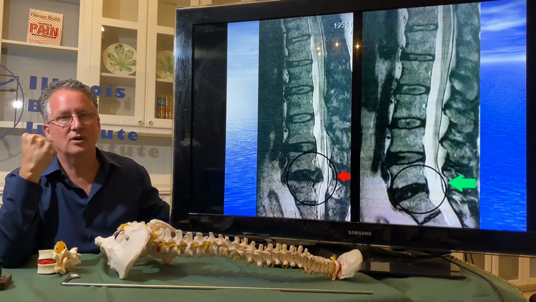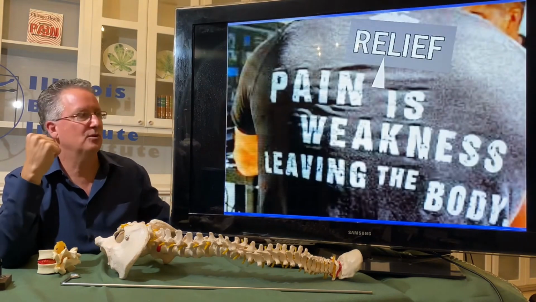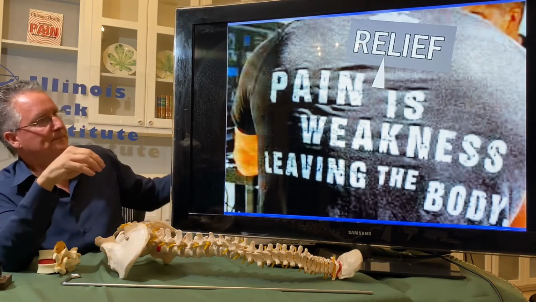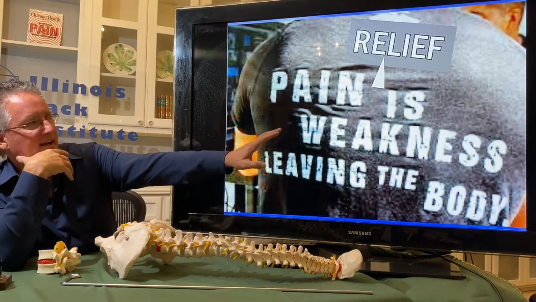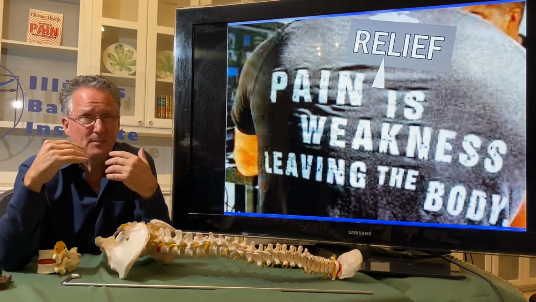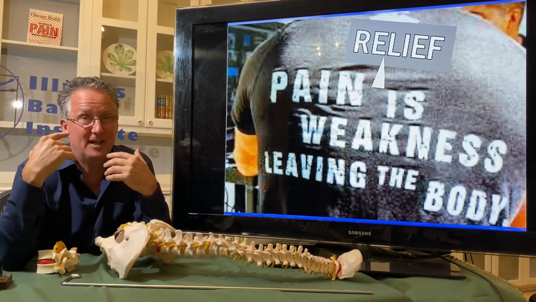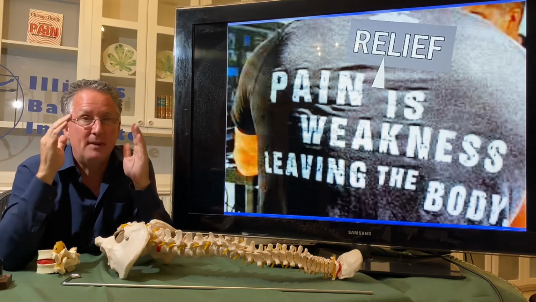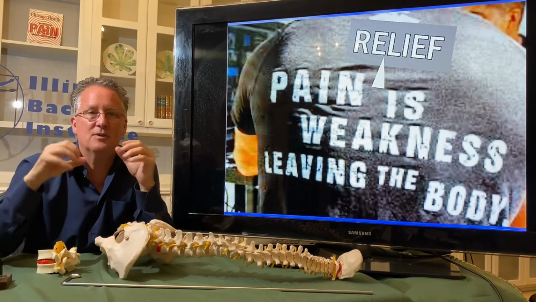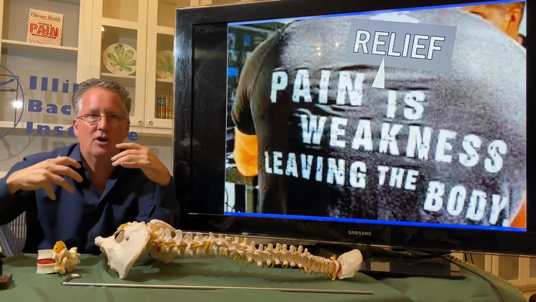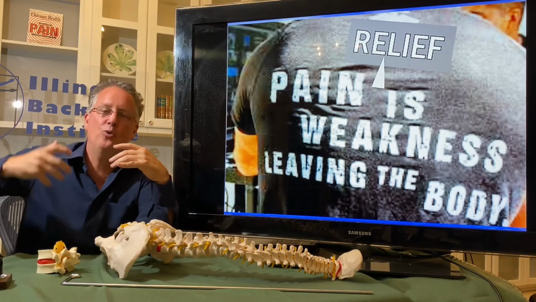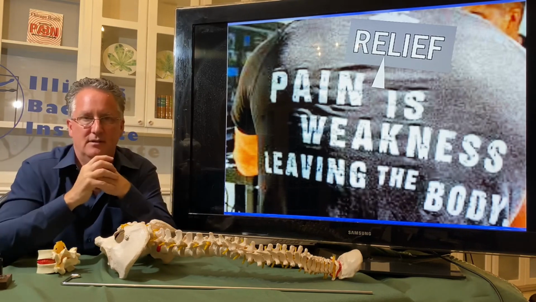The discs will heal if you allow them to heal. This is my favorite saying. The Marines say, pain is weakness leaving the body. We've had pain, and it's made us very, very weak. Okay? Pain relief now is the weakness leaving the body. What does that mean? It means as you get stronger, you will have less pain. It's the only way out.